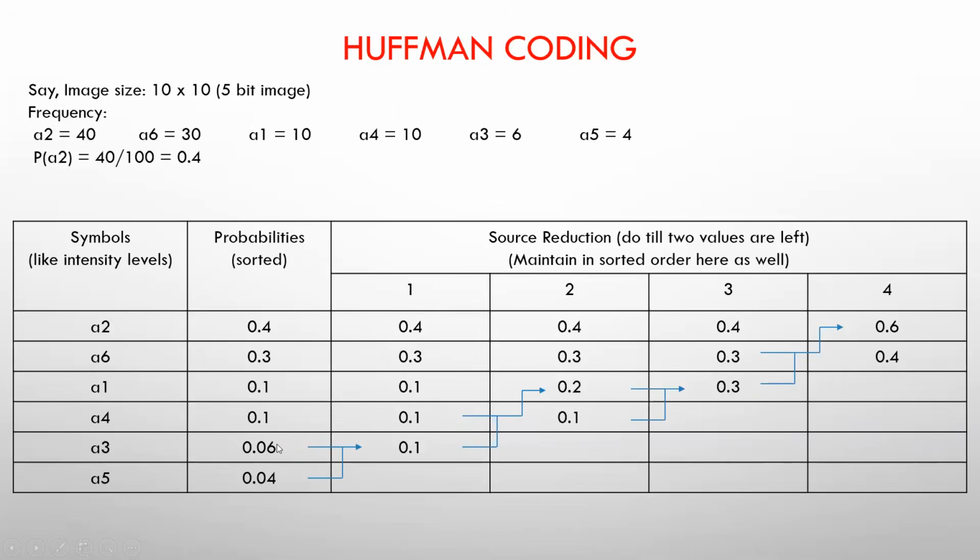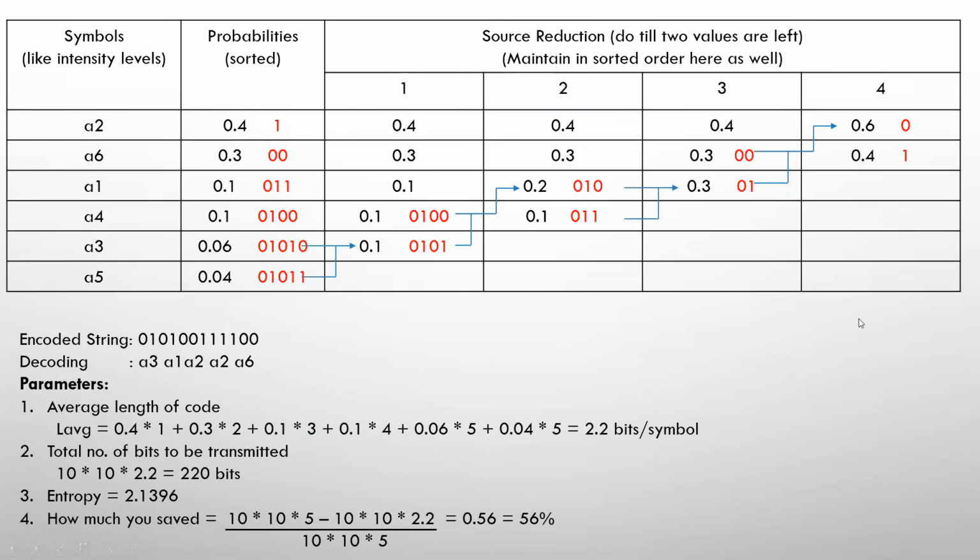One more thing: after adding these two, you have to maintain the list in a sorted manner. So you have 0.06 and 0.04. Add them, they become 0.1, and the list is still sorted. Now I add 0.1 and 0.1. This is 0.2, so it comes over here. Getting it? Now I add 0.2 and 0.1. This becomes 0.3. I add 0.3 and 0.3. This becomes 0.6 and it comes over here.